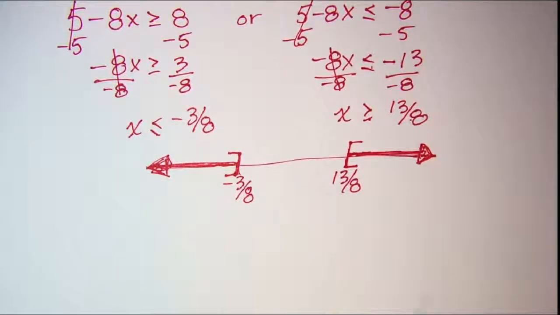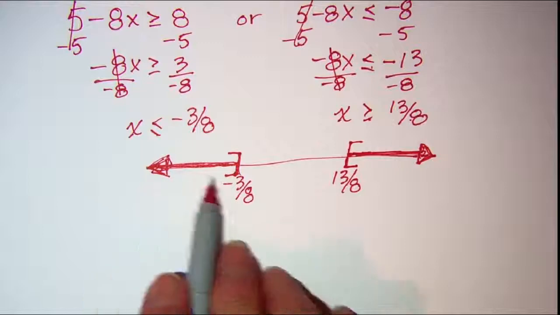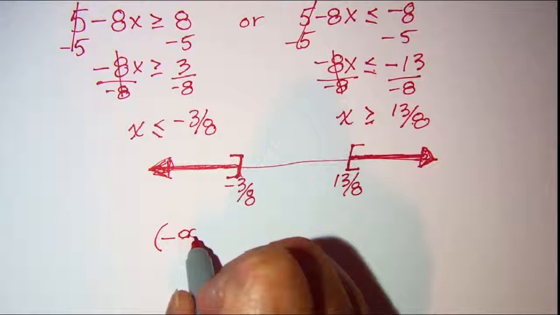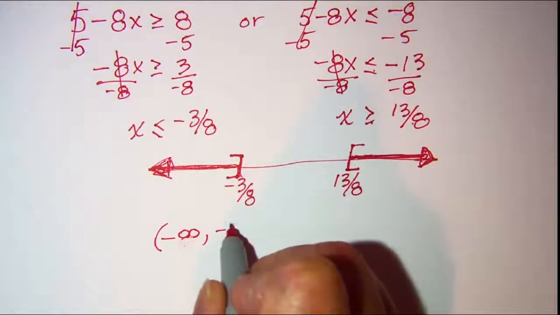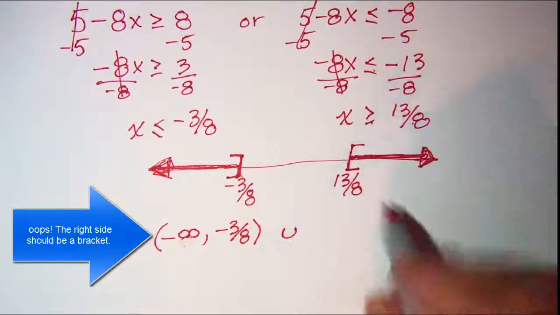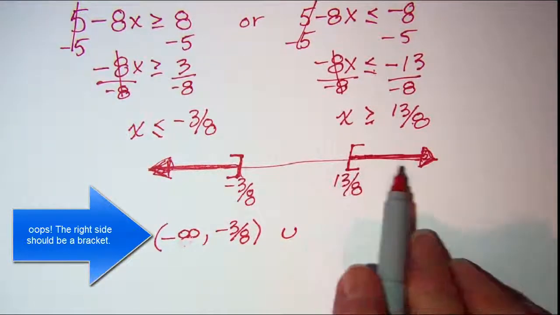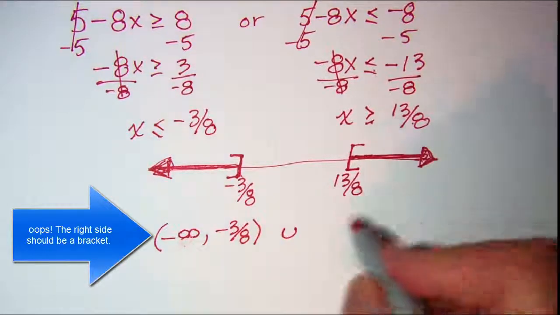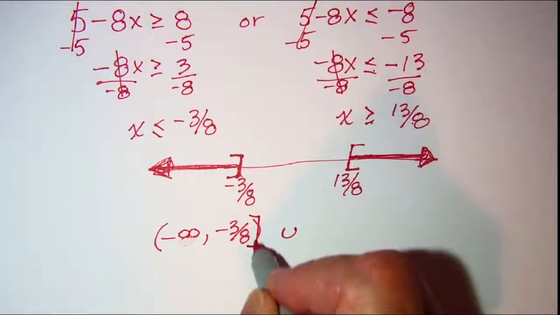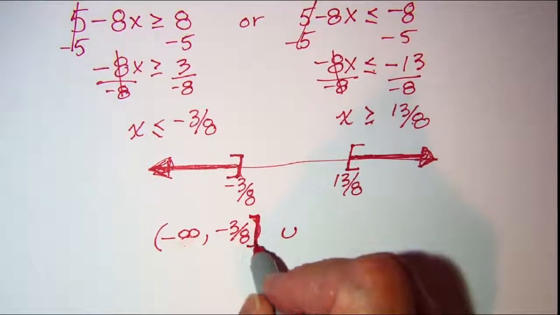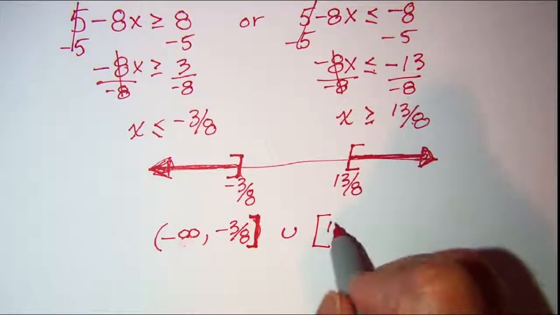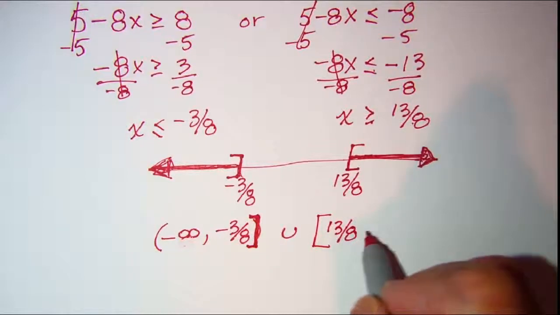In interval notation, I'm going from negative infinity to negative 3/8. Union with, and then from 13/8 to infinity. Oh, I need to include, this should be a squared off bracket, sorry. 13/8 to infinity.